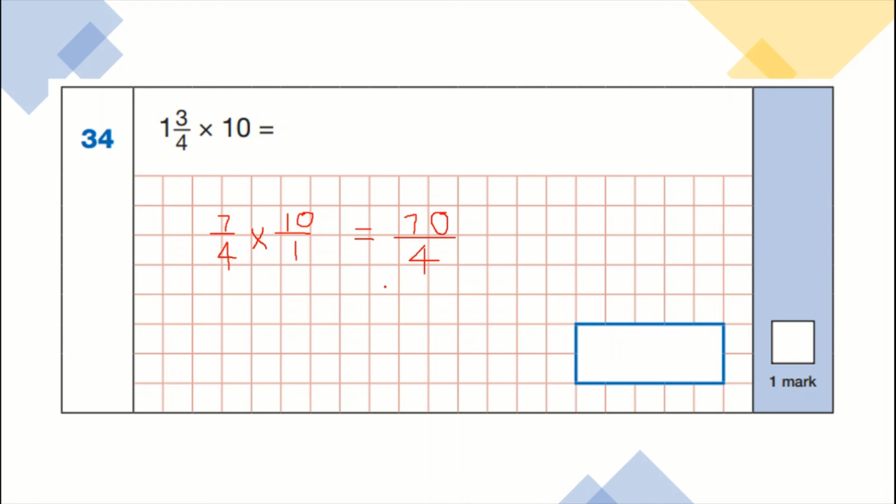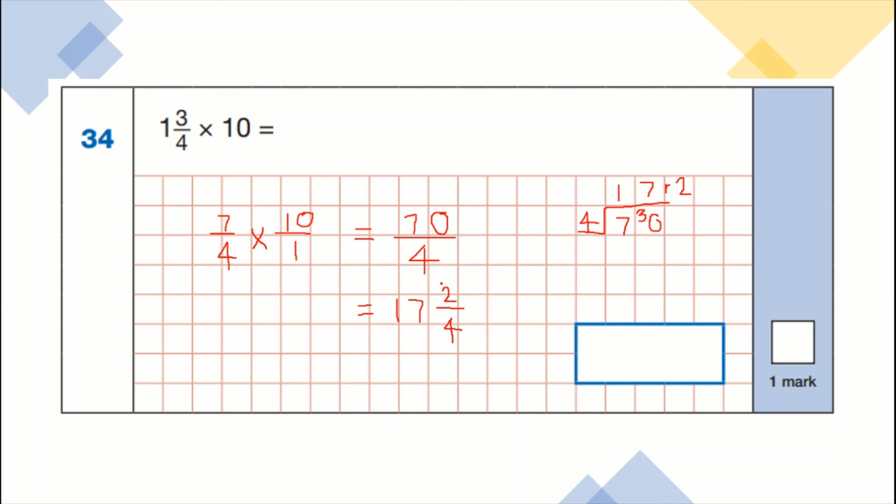Now we need to change this into a mixed number. So we want to see how many 4s are in 70. So we'll just do a bus stop method for that. 70 divided by 4. How many 4s are in 7? That is only 1, with a remainder of 3. So we carry this over. How many 4s are in 30? Well, that's 7 times. 7 times 4 is 28, so that will be a remainder of 2. So that would be the 17 as our whole number, and then a remainder of 2, so it would be 2 over 4.